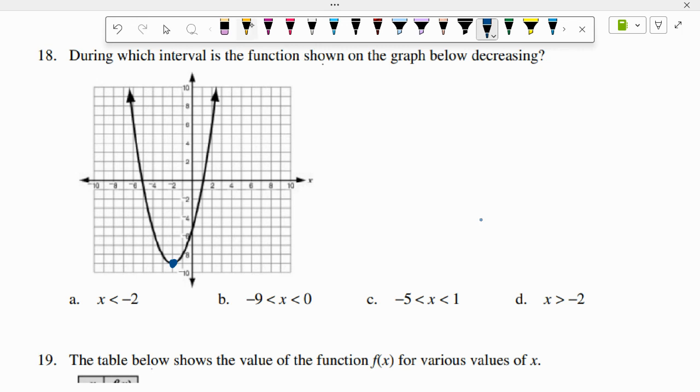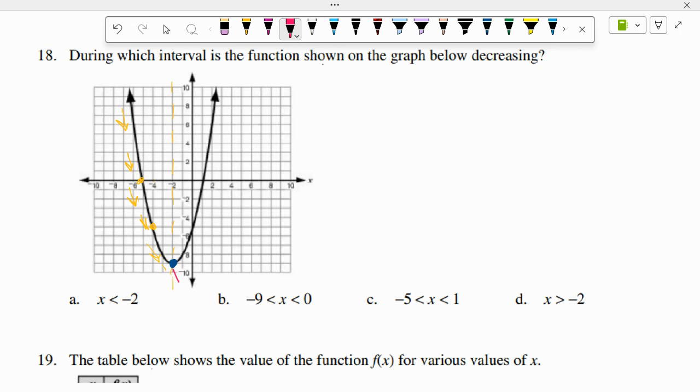vertex. So when you look at the axis of symmetry, remember that's how it splits your graph. So when I look at this side, the y values are getting smaller. Like when x is -5, y is 0. When x is -4, y is -5. Do you see that? The y values are getting smaller.